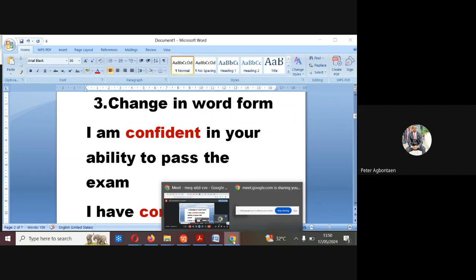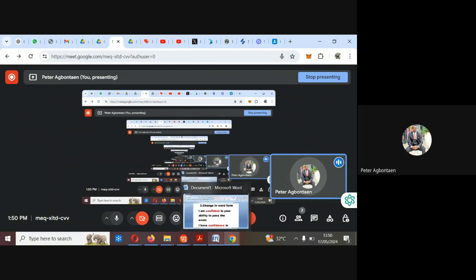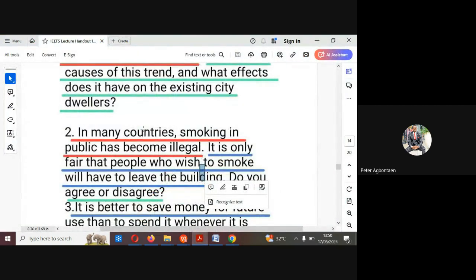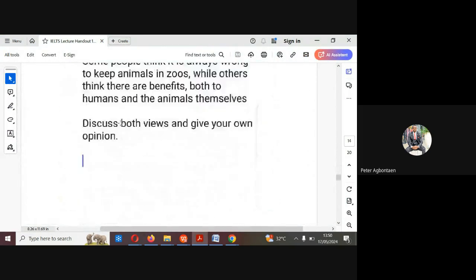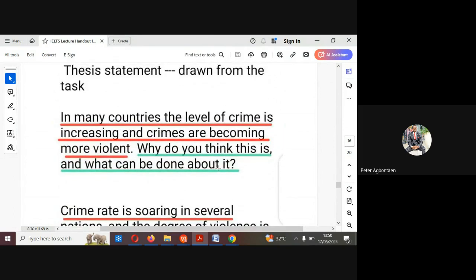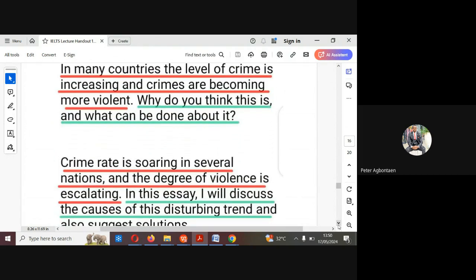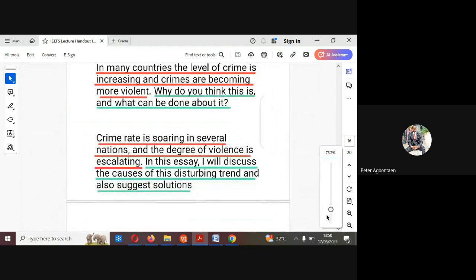So these are the three things that paraphrasing entails in IELTS. These are the ways that you can paraphrase. But let me show you an example of this so it can be clearer to you. So let me show you an example of a question that I paraphrased. Okay, so this is a question. In many countries, the level of crime is increasing and crimes are becoming more violent. Why do you think this is, and what can be done about it? Now, up above is a question, right? Then down below is my response, my introductory paragraph.